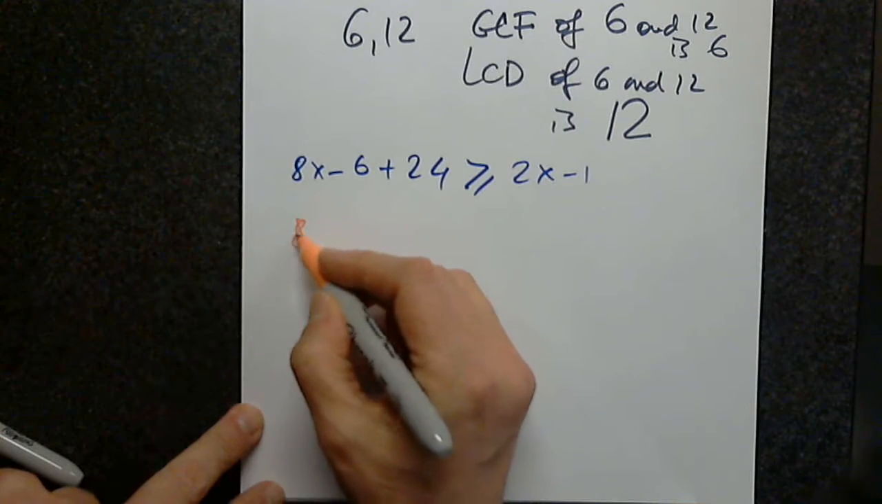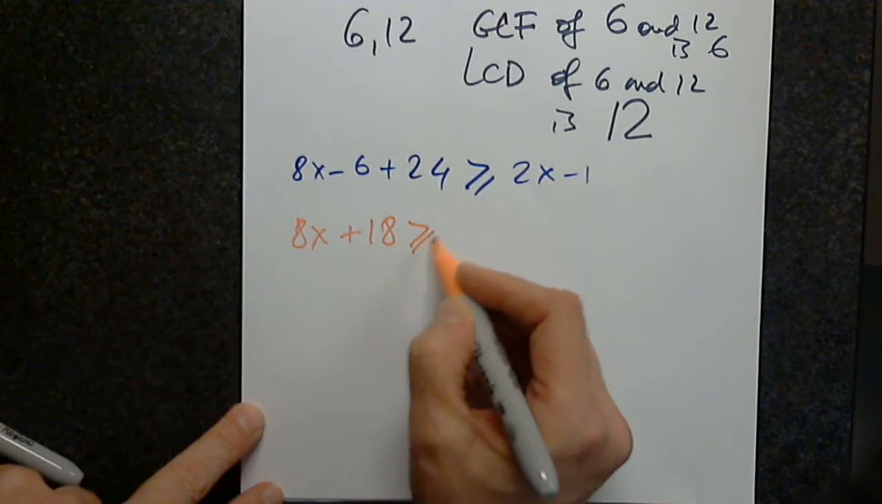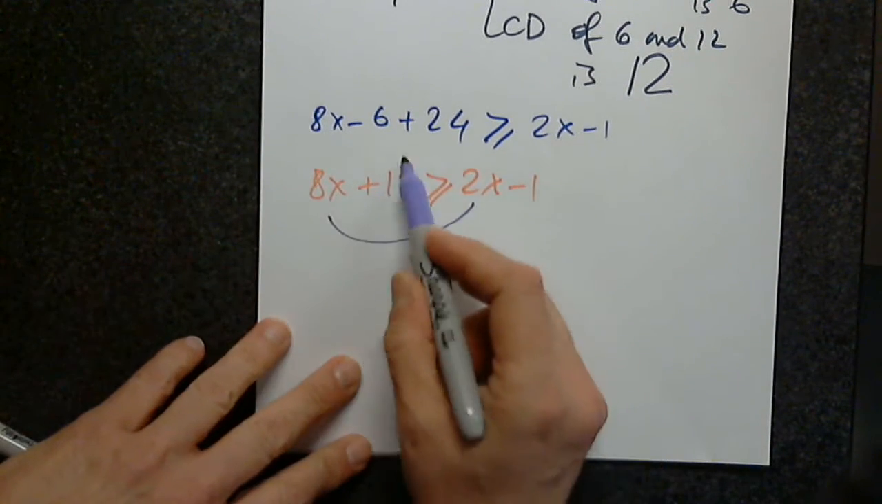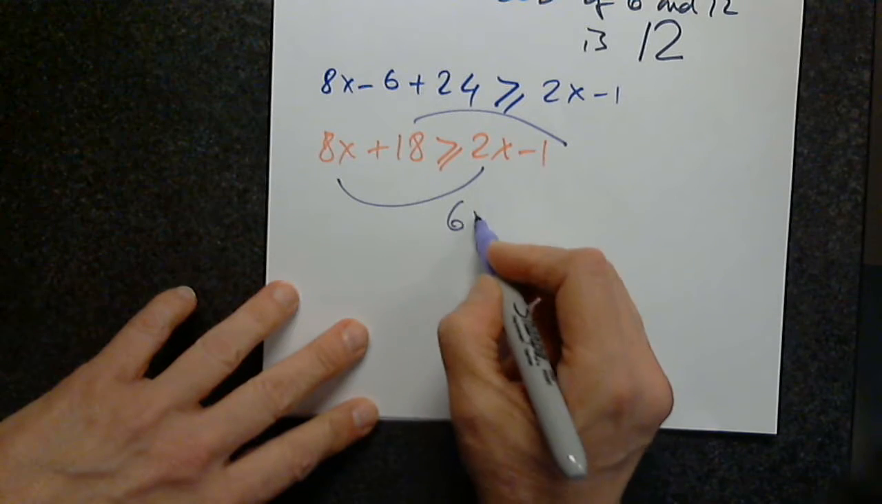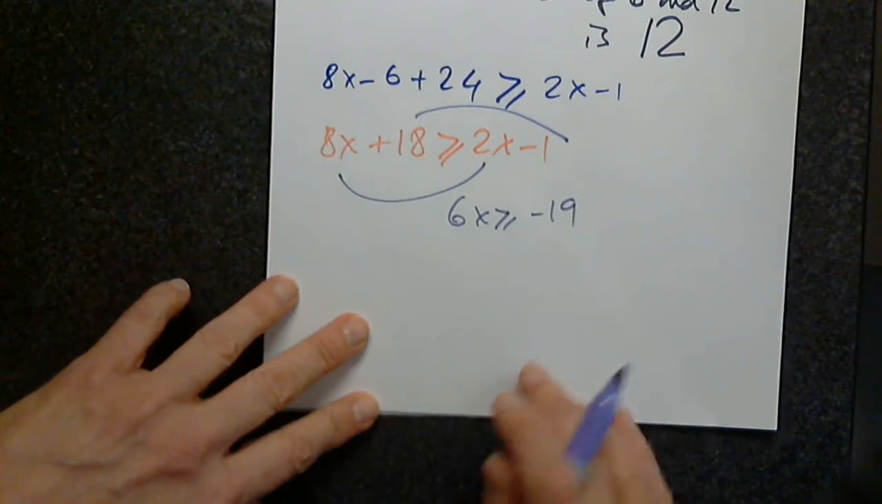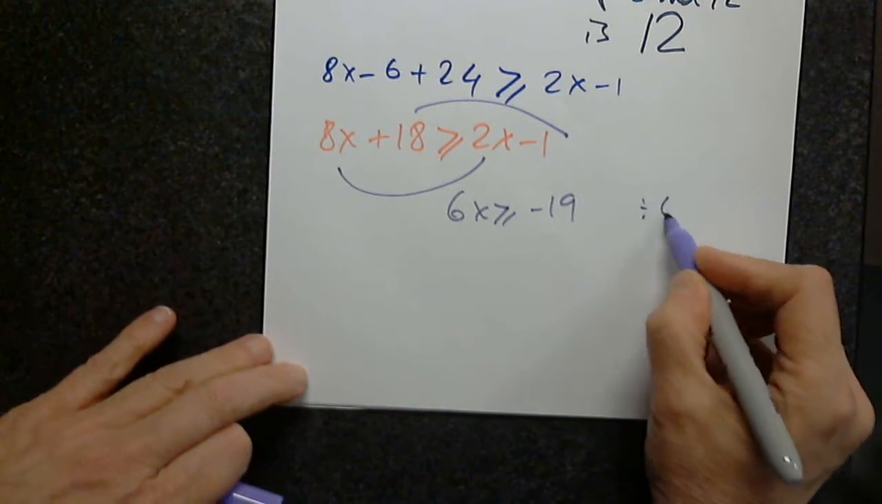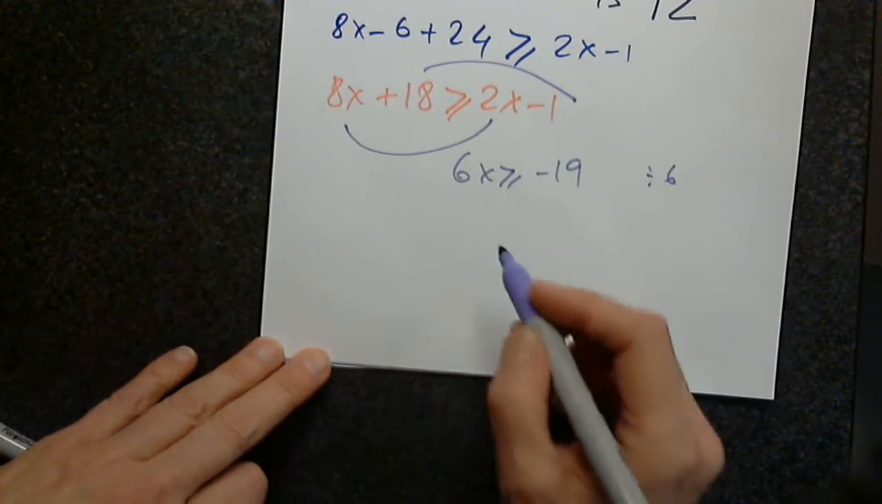So then we have 8x plus 18 greater or equal to 2x minus 1. And now we're back to the first situation in which I move 2x and I move 18. So this is 6x greater or equal to negative 19. So we subtract 2x or move 2x from one side to the other and move 18 from the left, which is positive, to the right, which is negative. Since at this point we are dividing both sides by a positive number, which is 6, we do not switch this symbol.